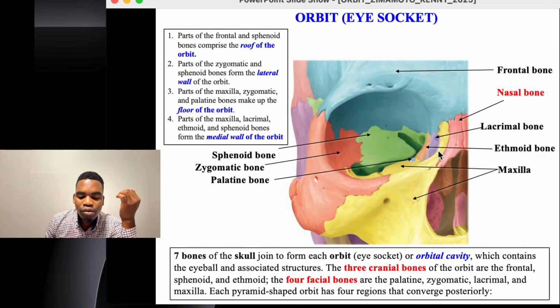You have the lacrimal bone, and this tiny bone over here, which is called the palatine bone. So you also have the maxilla, which is forming the inferior anterior wall of the orbit, and laterally you have the zygomatic bone, which is also called the cheekbone, forming most of the lateral wall.